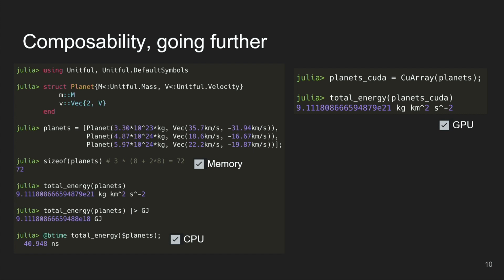So here I'm going to say that the type of this mass is some sort of mass. I'm going to say that the type of this velocity is some sort of velocity. And now when I create my planets here, I can add kilograms on the masses, and I add kilometers per second here on the velocities. And we can see that the size of the planet vector is the same as before, so we don't pay anything in space for this.